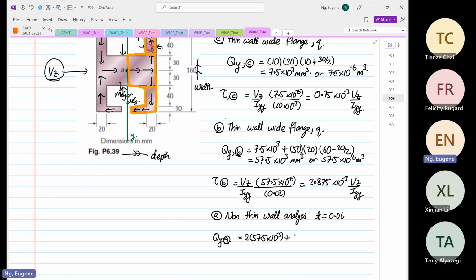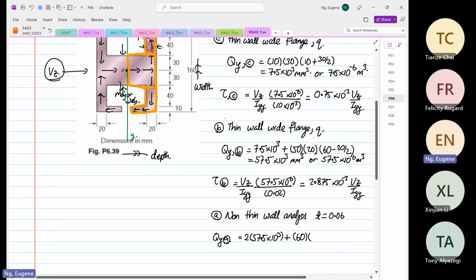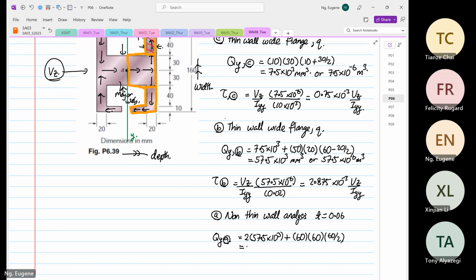So the width is 60. Right. The depth, it's 120 over there. It's also 60, the y-bar is 60 divided by 2. Okay. So this is 2 times 57.5 times 10 to the power 3 plus 60 times 60 times 60 divided by 2, which is equal to 223 times 10 to the power 3 millimeter cube, or 223 times 10 to the power minus 6 meter cube.